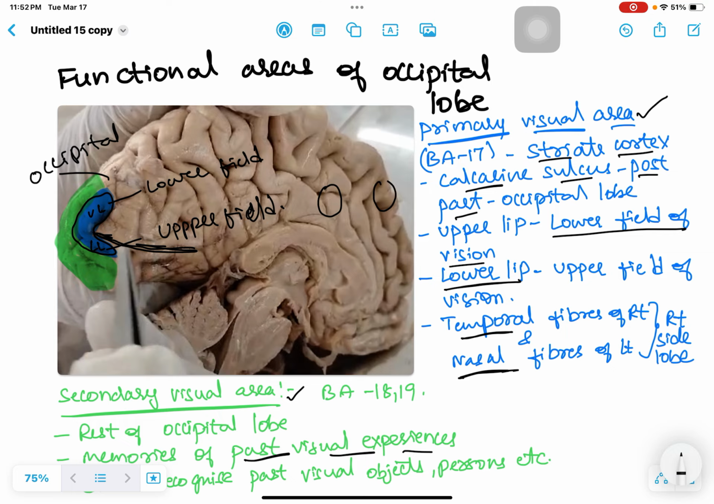Suppose these are the two fields of two retina, and this is the field of vision. So these are the temporal fibers representing on the same side. This is one side cortex, this is another side cortex. And these are the nasal fibers which cross over to the opposite side. So one side of the cortex is receiving temporal fibers of the same side and nasal fibers of the opposite side. So this is the representation of vision in the primary visual area.